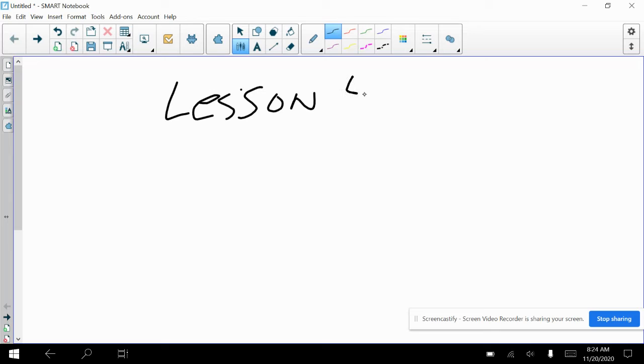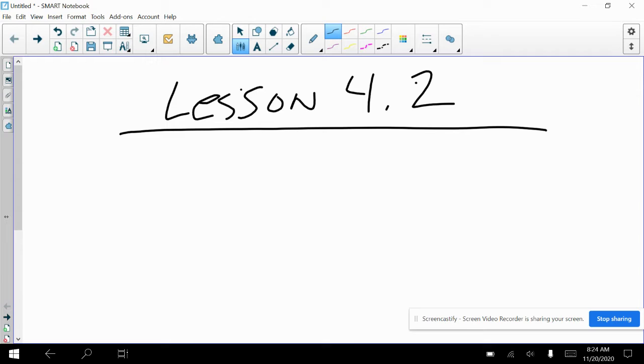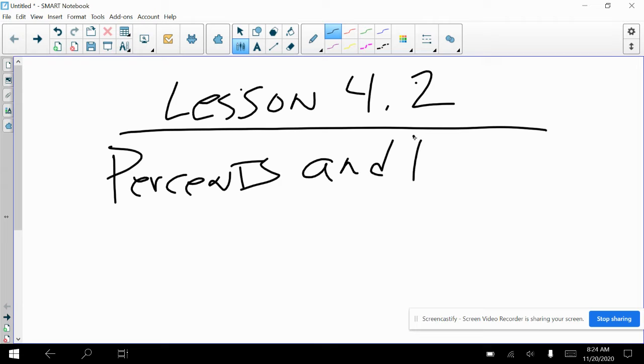We got lesson 4-2, moving right along. Okay, 4-1 was percents and fractions. And 4-2 is percents and decimals. I think this is the easier of the two, to be honest with you.